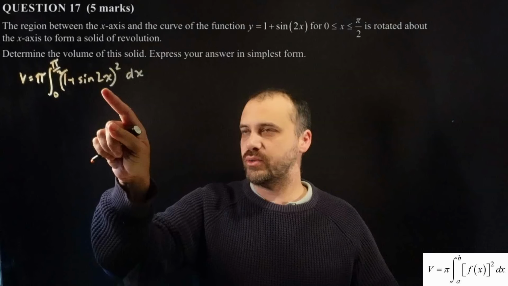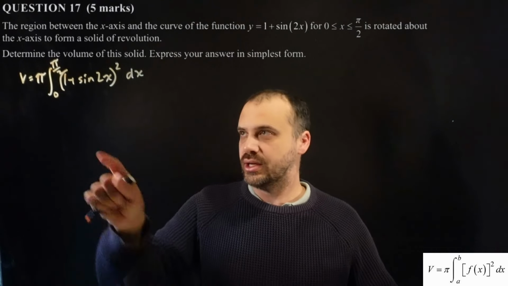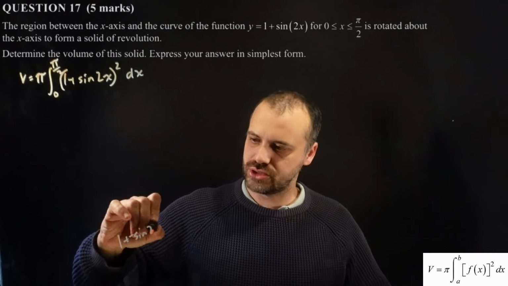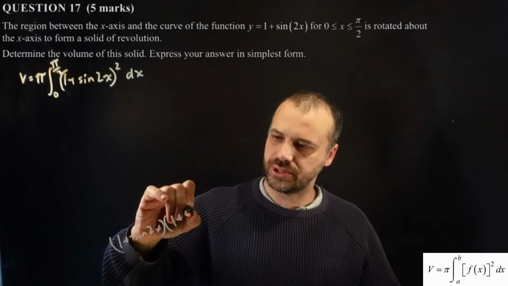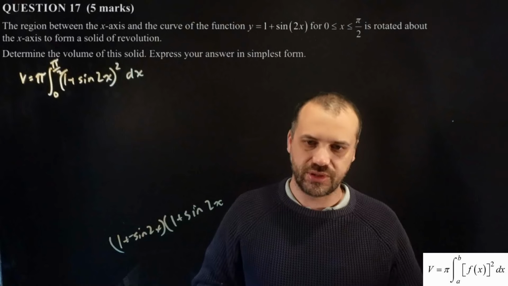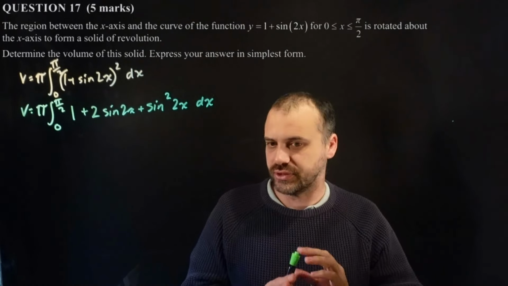All right, squaring 1 plus sine 2x is probably my first step here. Expanding this, remember it's 1 plus sine 2x times 1 plus sine 2x. So you're multiplying this by this, this by this, FOIL method. And this is what it looks like when we expand it. Now, look at it carefully.